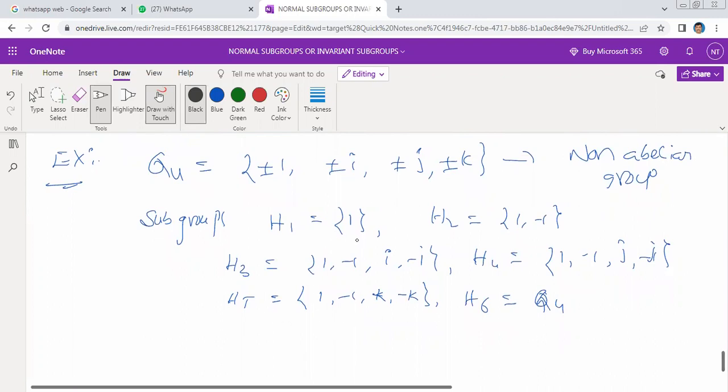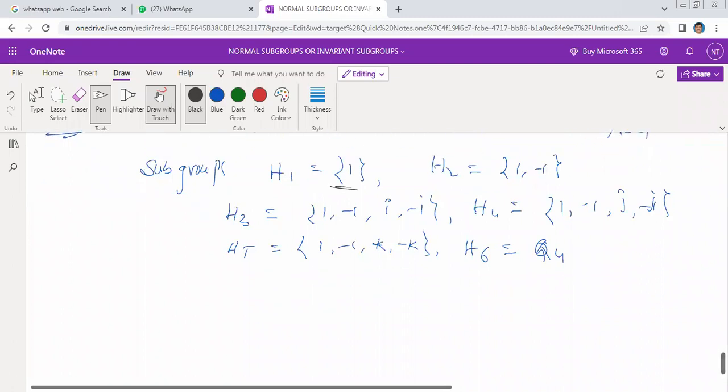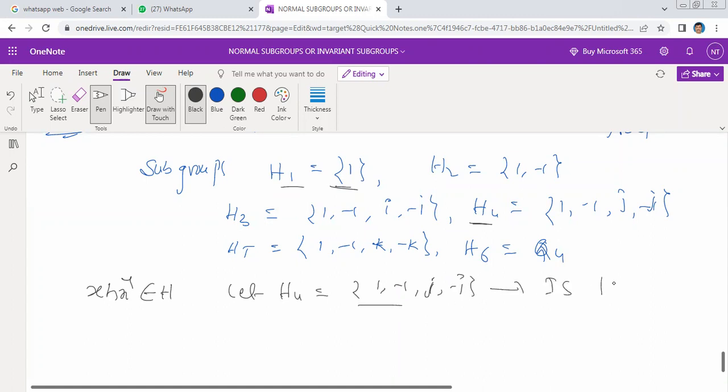Suppose H1 is the identity permutation. What is the definition of this? How to check the normal? X H X inverse belongs to H కావాలి. సపోజ్ ఇది ఐడెంటిటీ కాకుండా ఏదైనా ఒక H4 చెక్ చేస్తానండి. సపోజ్ H4 తీసుకుంటున్నాను. Let H4 is equal to 1, minus 1, J, minus J. Is it a normal subgroup or not? How to check this one?